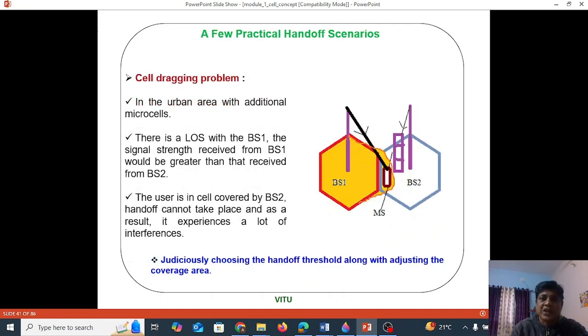Next one is cell dragging. If we look at the figure, the MS has already moved from the base station 1 area to the base station 2 area. Since it has a strong line of sight with base station 1, it still receives a very good quality of power, high power, which is greater than the handoff threshold. So it won't ask for handoff. At the same time, since it is in the territory of base station 2, it will experience a lot of interference, which is not acceptable. This is called the cell dragging problem.